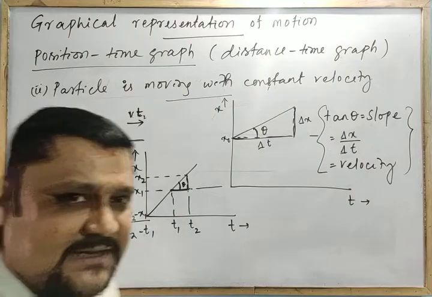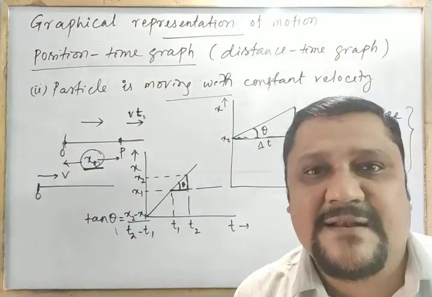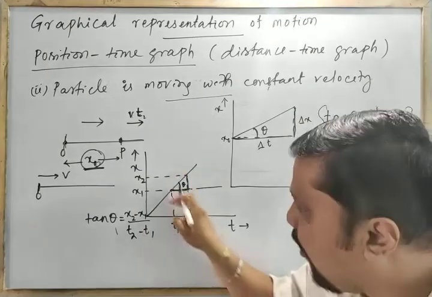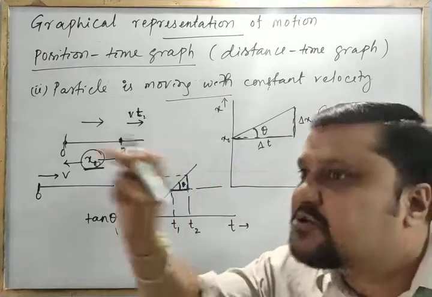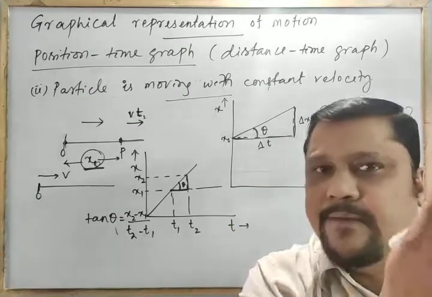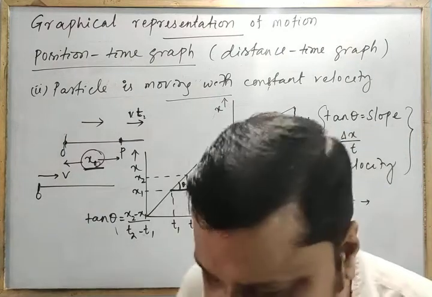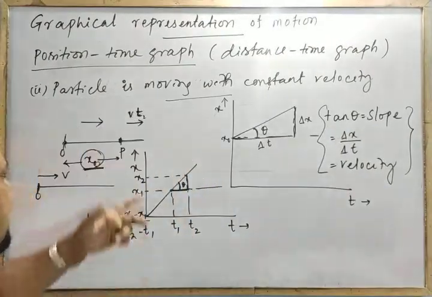It is the average velocity, and the particle is moving with uniform velocity. So average is equal to instantaneous velocity. So the slope of the line of the position-time graph gives us velocity. Make a note of it, or memorize this thing. Clear?